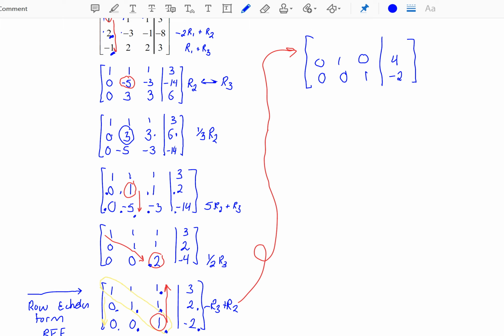Now I also need this entry to be a 0, so we'll do the same thing. Go negative of row 3 added to row 1. So negative 0 added to 1 is still 1. Negative of 0 added to 1 is still 1. Negative of 1 added to this 1 becomes 0. Negative of this negative 2 is now positive 2, added to 3 becomes 5.